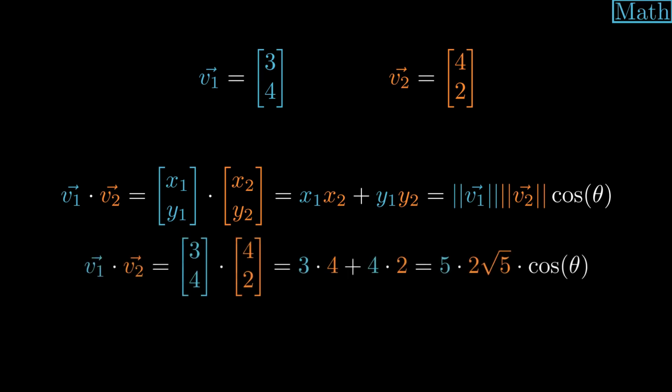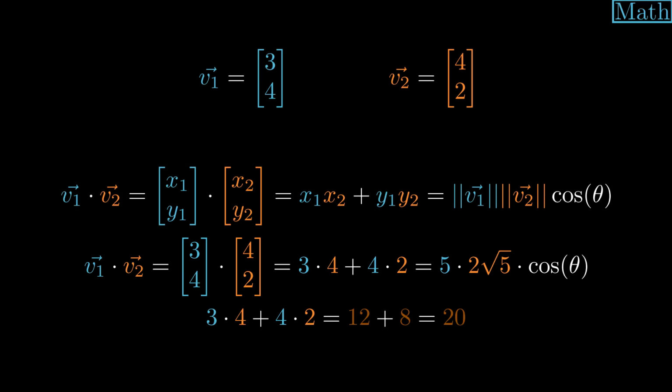So we can compute this as 3 times 4 plus 4 times 2, because it's the product of the x-coordinates plus the product of the y-coordinates. Or we could compute it as 5 times 2 root 2 cosine theta. Now, we don't know what theta is, so we can't do the second one, so let's just look at the first one for now. 3 times 4 plus 4 times 2 is equal to 12 plus 8, which is equal to 20. We just evaluated the dot product of these two vectors, but there's another really practical use for the dot product that I want to show you.